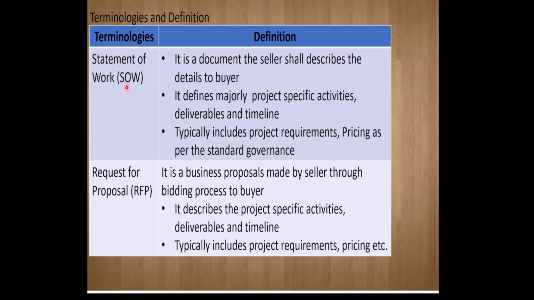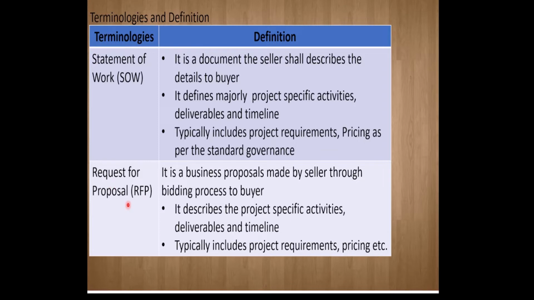Okay, statement of work, SOW. It is an artifact or document the seller shall describe the details to the buyer. It defines majorly project specific activities, deliverables and timelines. Typically it includes the project requirements and pricing as per the standard governance.